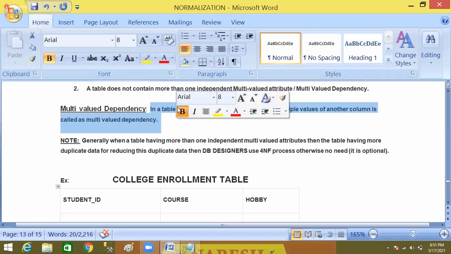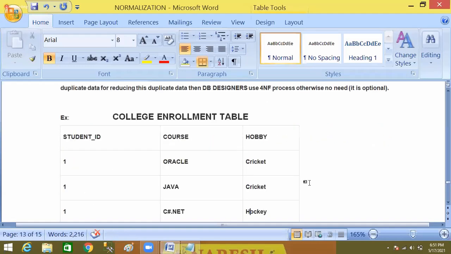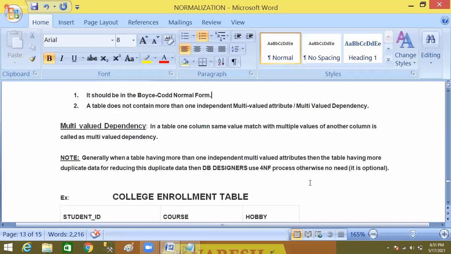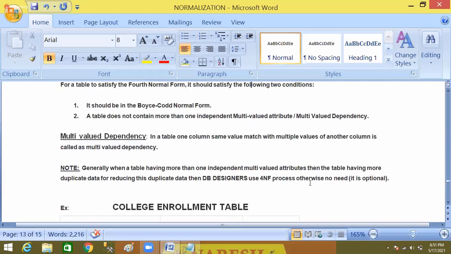Okay, now the definition, do all of you understand? This is the definition of multi-value dependency, guys. But for your table to satisfy the fourth normalization form, what I said is that a table does not contain more than one independent multi-valued column. Attribute is nothing but column.